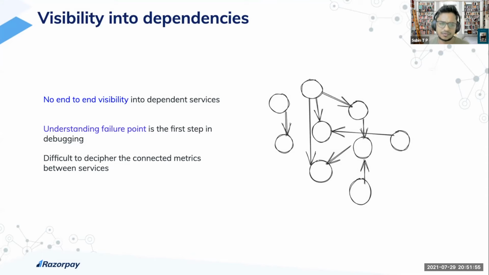Every incident starts with an alert, which is acknowledged by a DevOps engineer or on-call engineer. These developers might not have visibility into all the services. So understanding the dependent services is very important, because that's the first step where we need to figure out the failure point, which service is causing the issue.